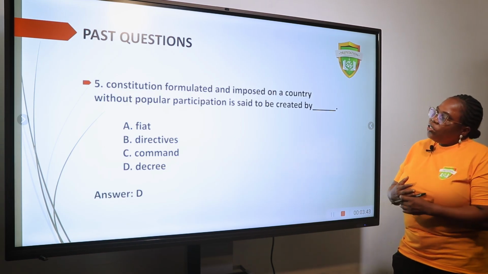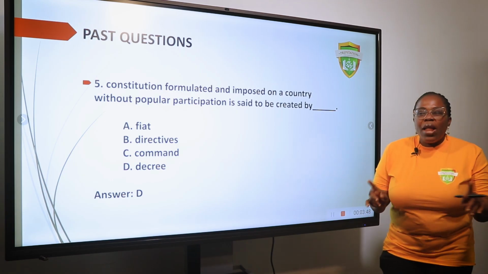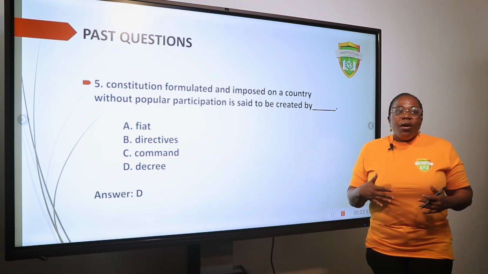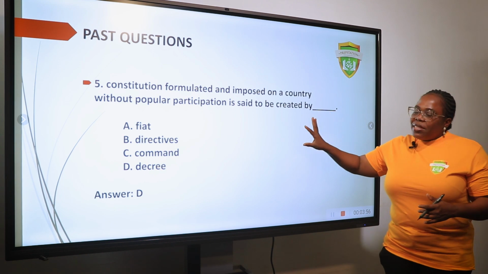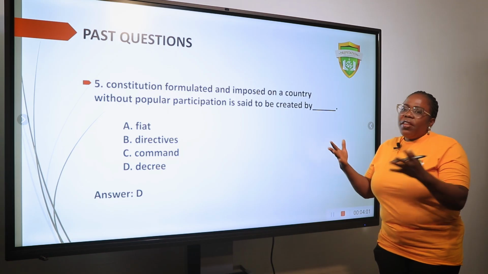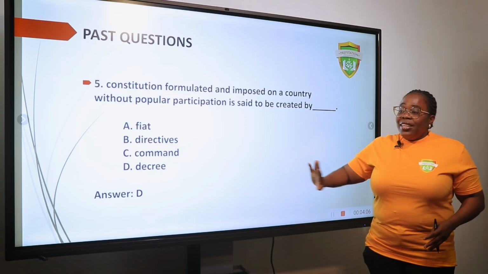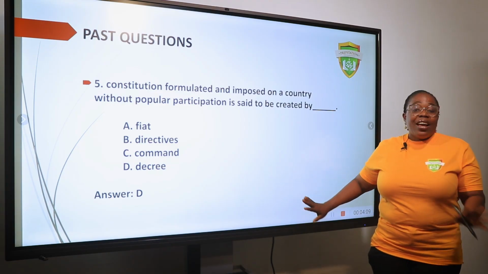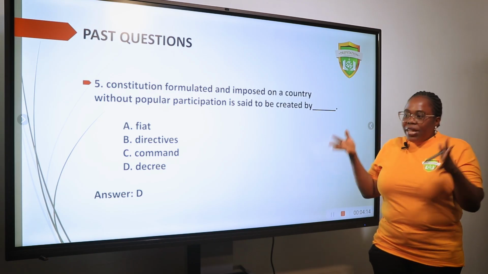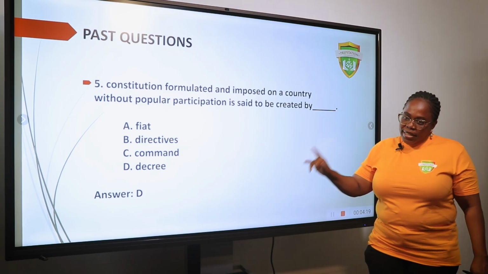5. A constitution formulated and imposed on a country without popular participation is said to be created by dash. Now, popular participation means the citizens, people putting in their own input, giving their several opinions. Now, the answer is decree. This happens in a military regime. They carry out decrees, so they are not seeking people's opinion. They created it and they imposed it on the people. So the answer here is D, decree.